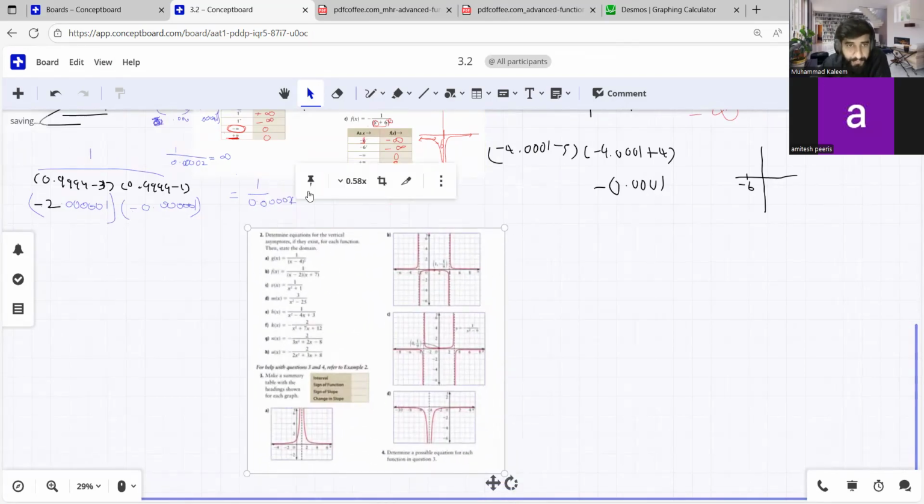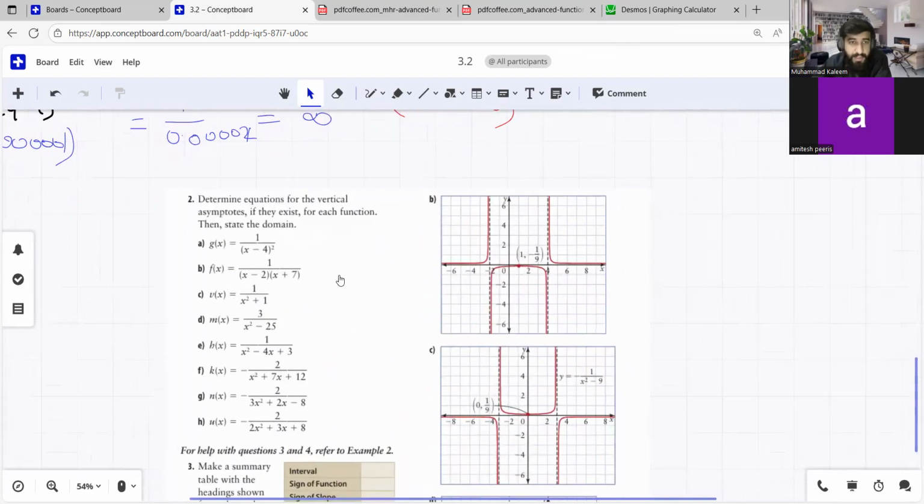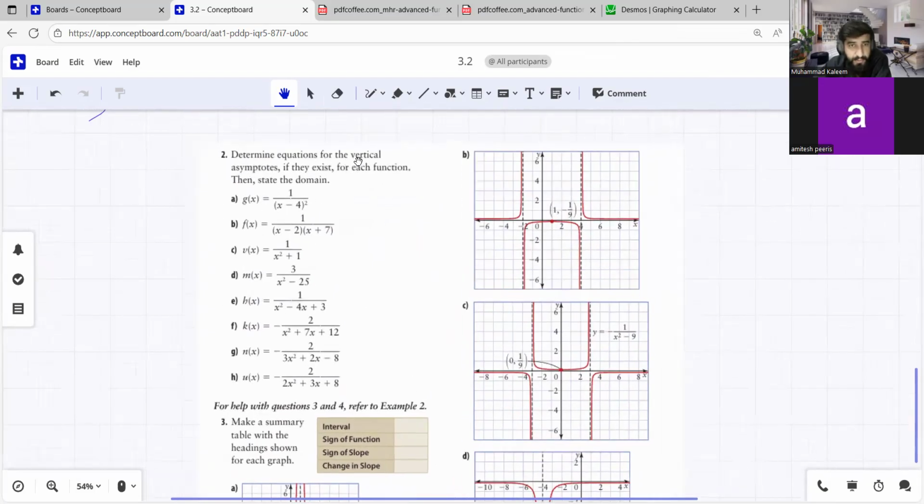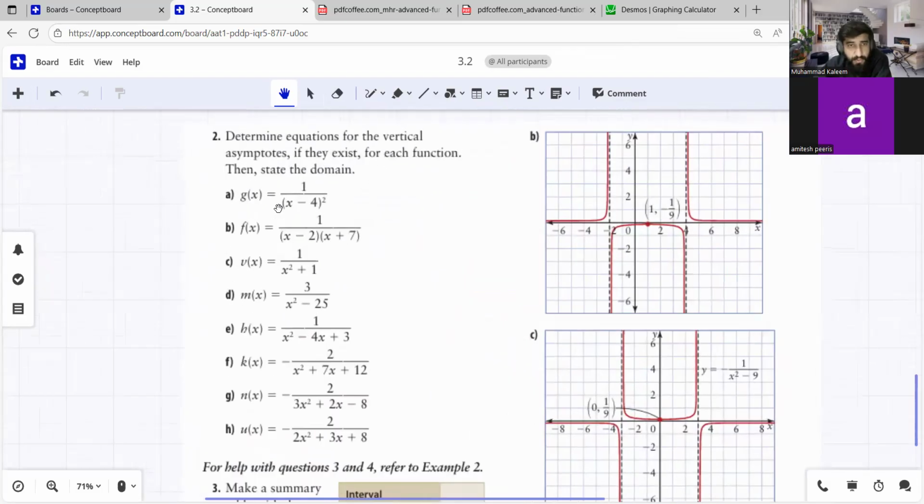Okay, this one. Question number 2. Determine the equation for the vertical asymptotes, if they exist, for each function, then state the domain. So we just have to find the vertical asymptote if they exist for each function, then state the domain. It's very, very easy. I will do the first one and the rest of the question you have to do, okay? Now, within the time.